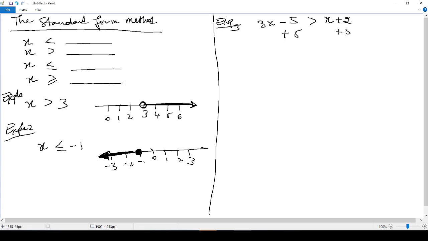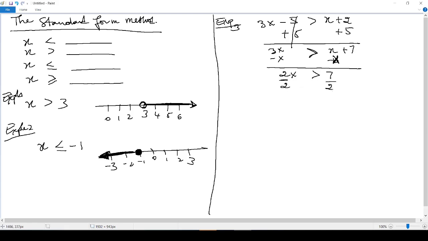Plus 5, plus 5. We have 3x, this cancels, and we have x plus 7 with our sign right there. We keep the sign. We do minus x, I mean, so we have 2x greater than 7, right? And then we divide by 2, and we have x greater than 7 over 2, or we can rewrite it as x greater than 3.5. And we do our graph.